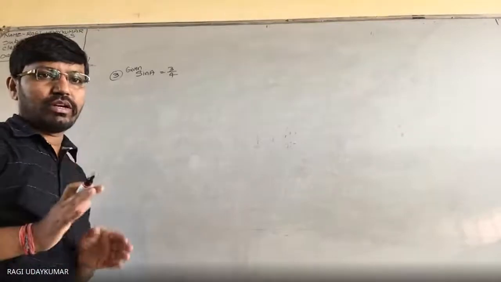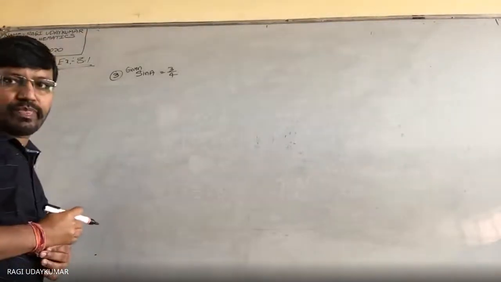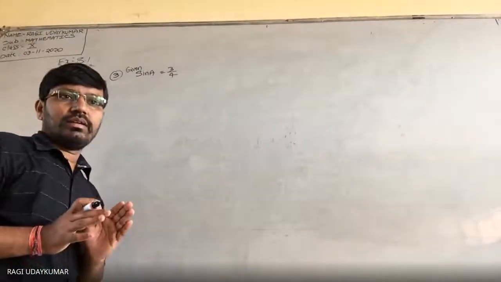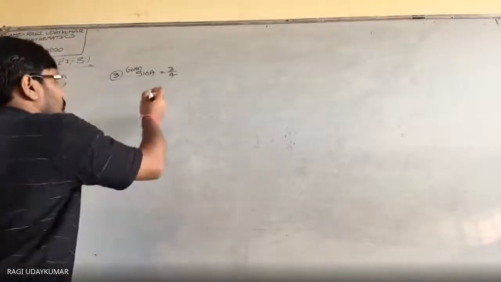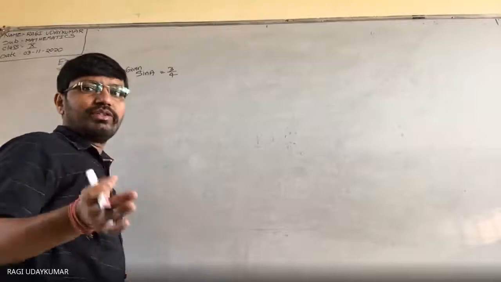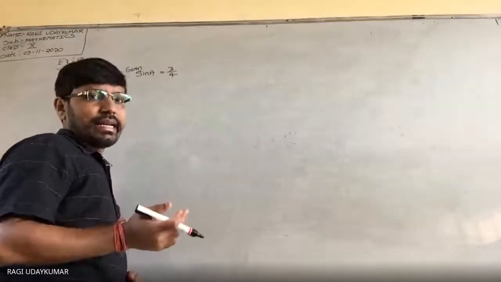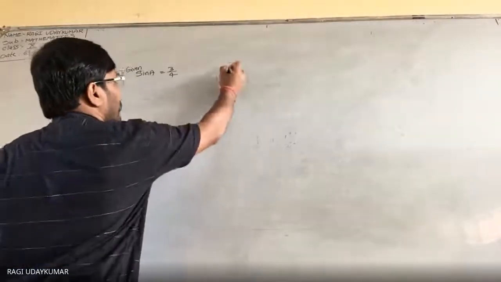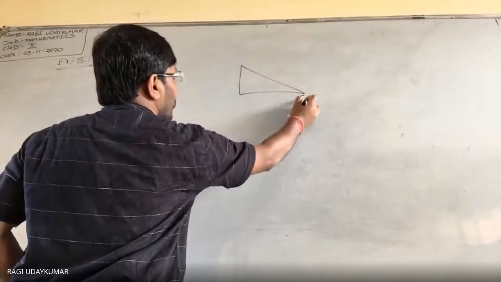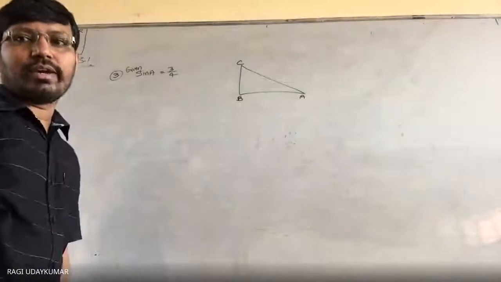Sin A is equal to 3 by 4 and asking you to find out cos A and tan A. So first, sin A is given, and A is an acute angle. You have to consider a right angle triangle. In a right angle triangle, A should be an acute angle. A may be here or here, but A should not be here, because we are discussing the acute angle.